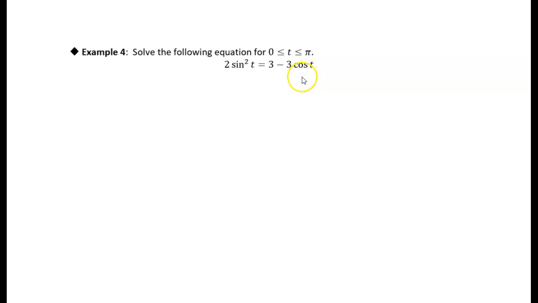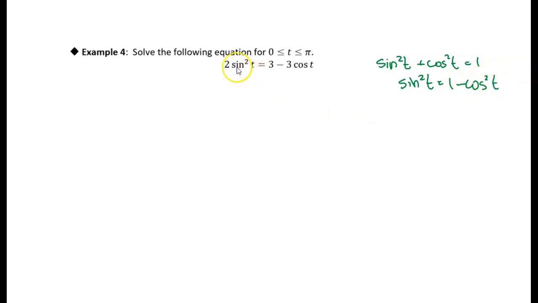Usually it's easier if everything is in terms of one trig function, sine or cosine, just one trig function. So what I'm going to do is use the Pythagorean identity. I know that sine squared of t plus cosine squared of t is equal to 1. So if I want to substitute in for sine squared, sine squared of t is equal to 1 minus cosine squared of t.